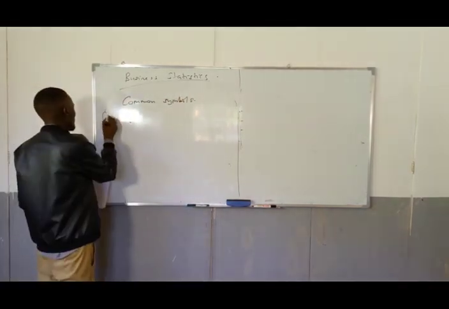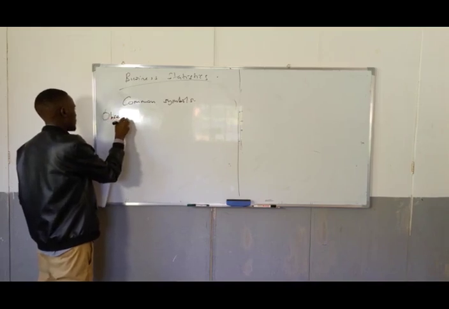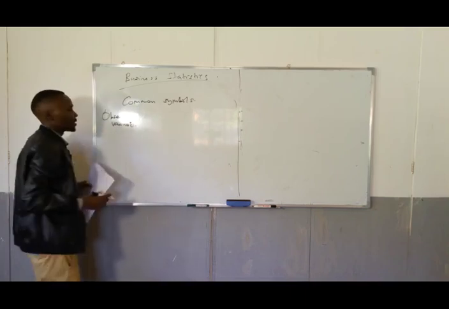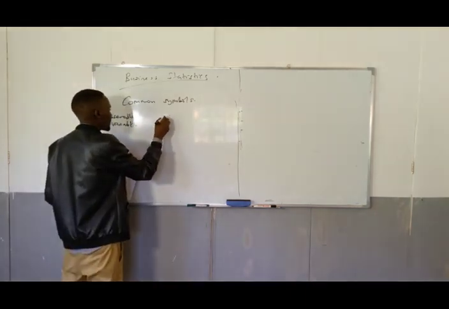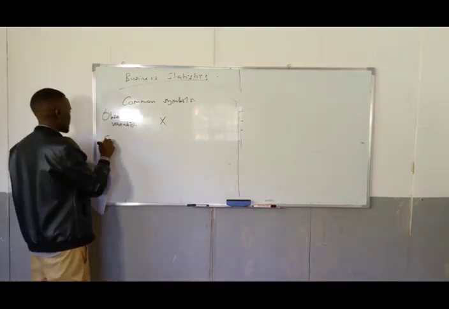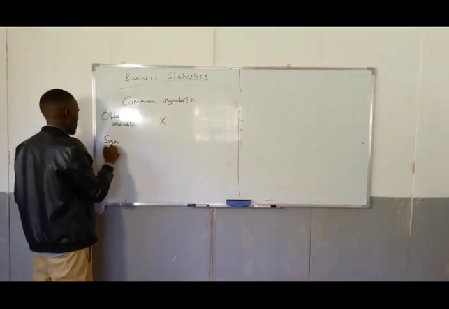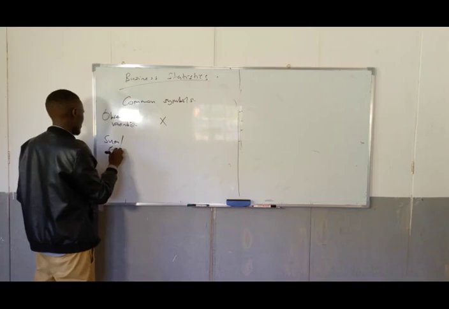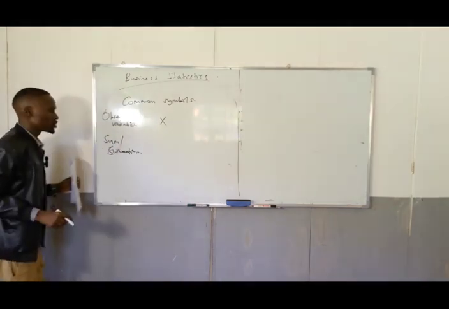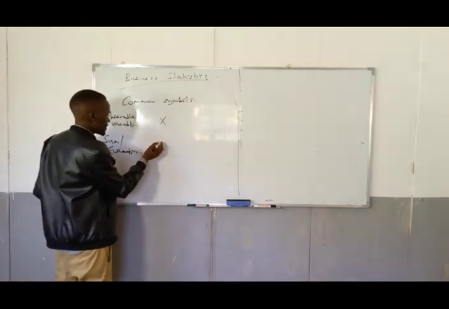The first one we have is the observable variable, which is normally denoted as capital X. Then the other one we have is sum or summation, which is normally denoted as sigma.